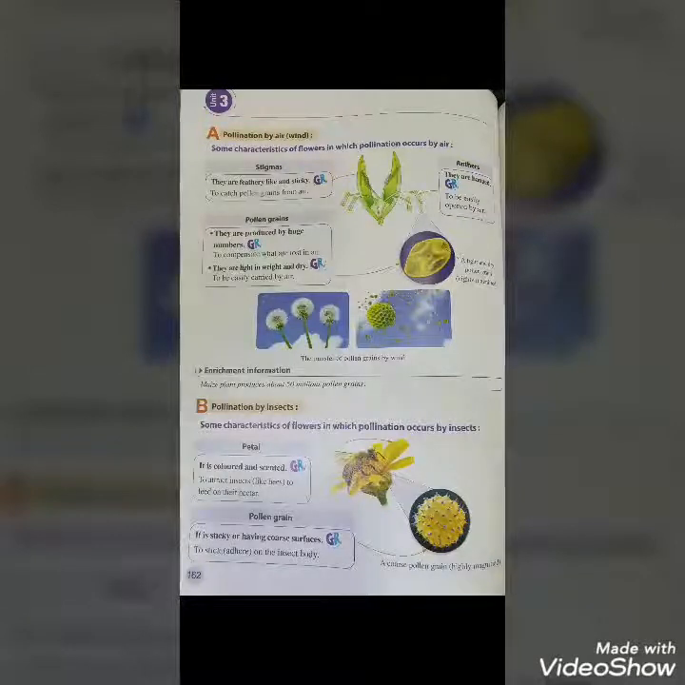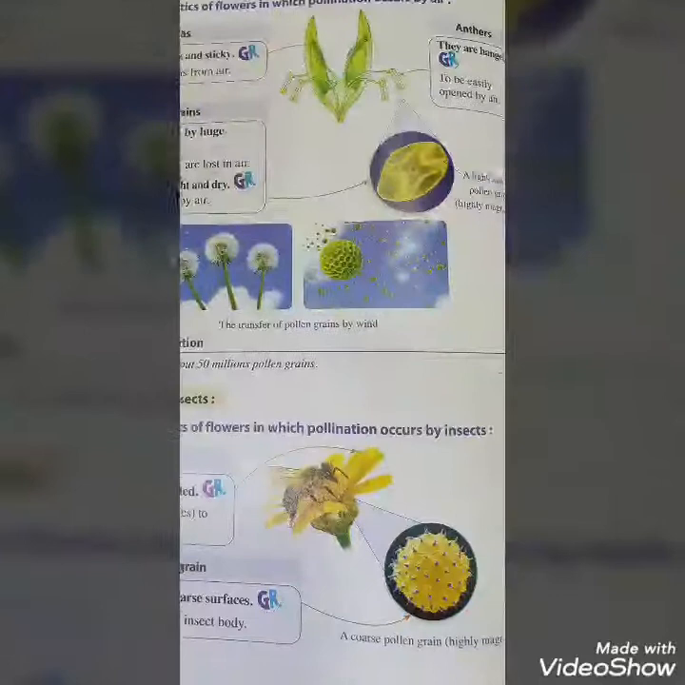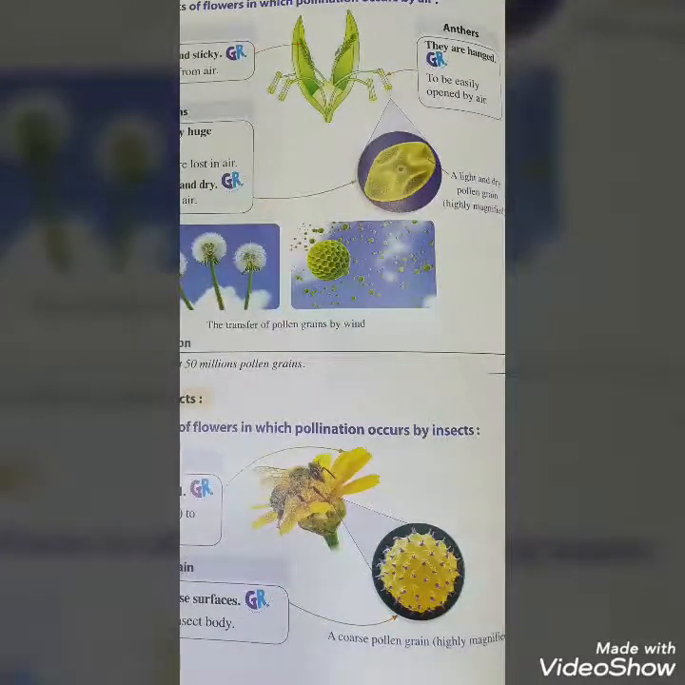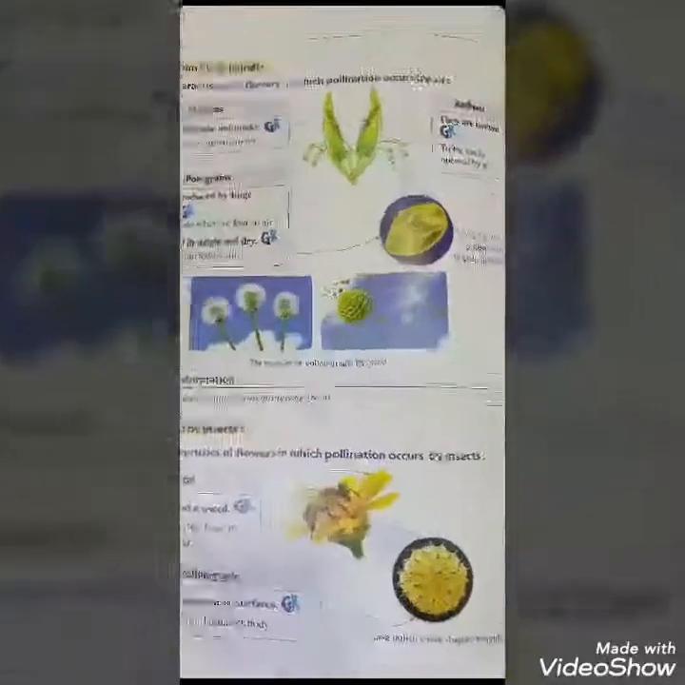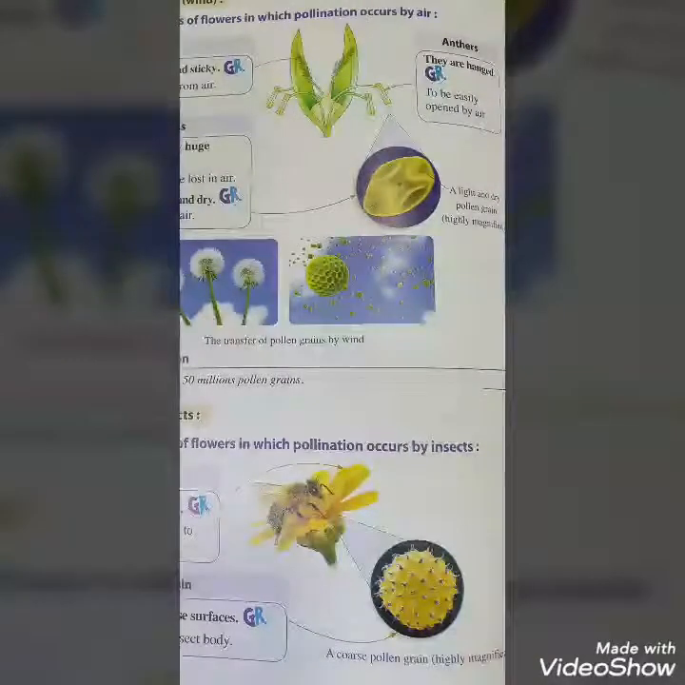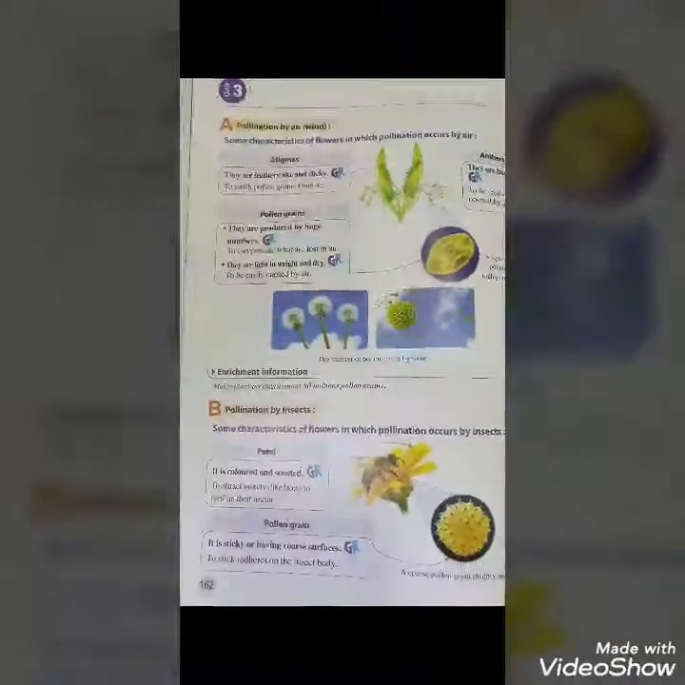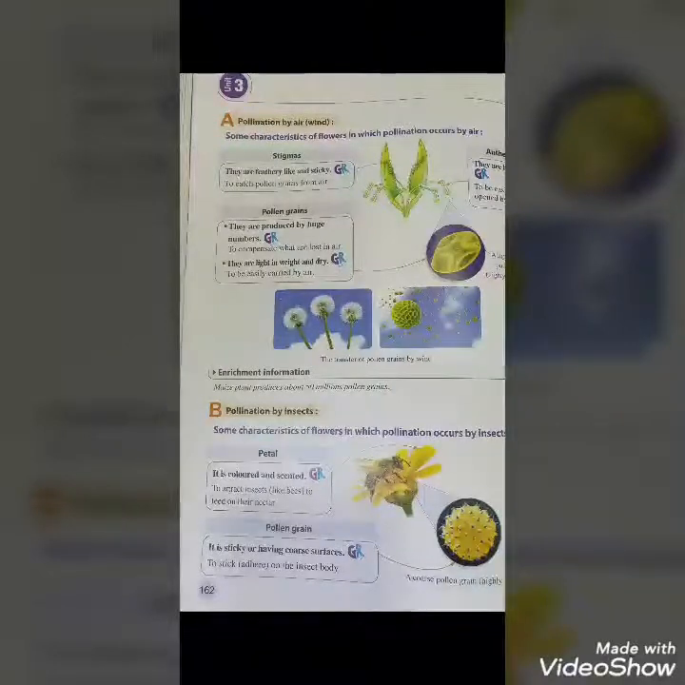And pollen grains must be sticky or have a porous surface. Like the shape here, the pollen grain is sticky and has a porous texture. It is not coronavirus, of course, but it has the same shape. The pollen grain here is porous, has some projections to stick to the body of the insect.